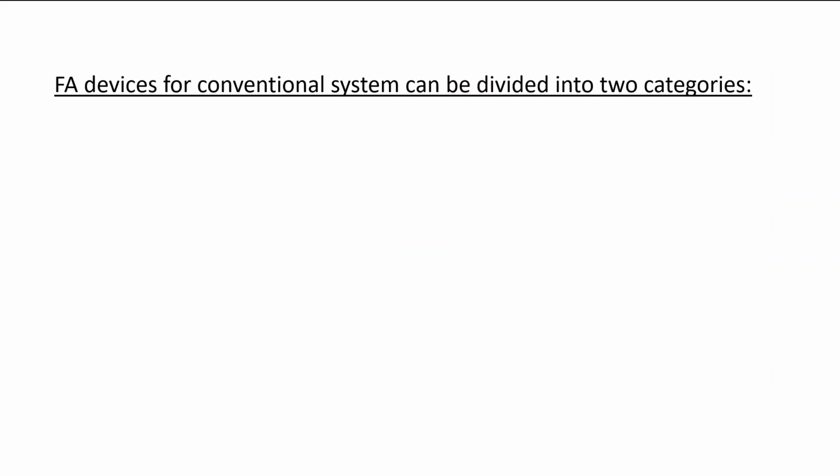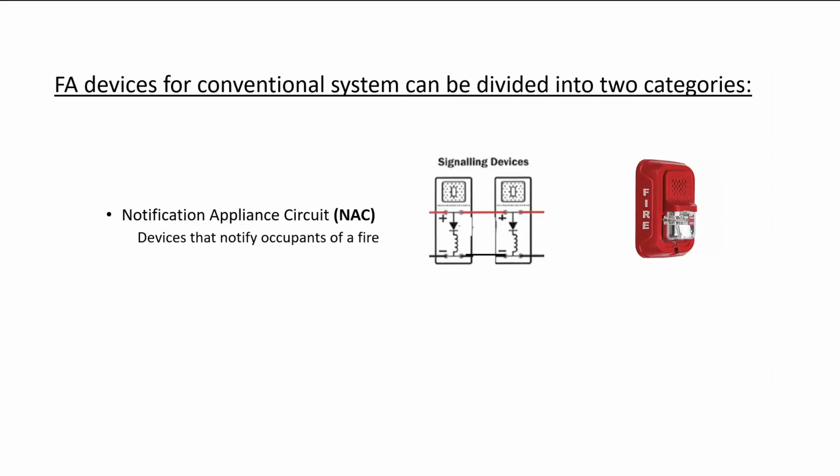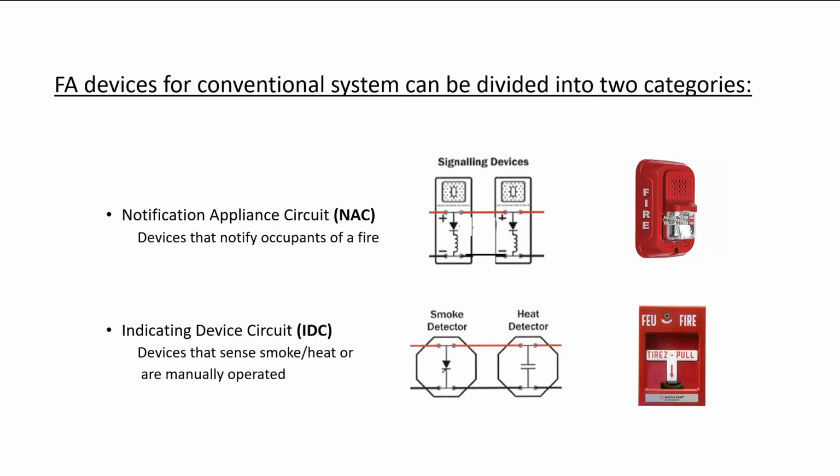Fire alarm devices for conventional systems can be divided into two categories. The first one is the notification appliance circuit, abbreviated as NAC. These are the devices that notify the occupants of a fire. The second category is the indicating device circuit, abbreviated as IDC. These are devices that sense smoke or heat or are manually operated. These abbreviations will be used in the field to describe the wiring of these two different types of devices.